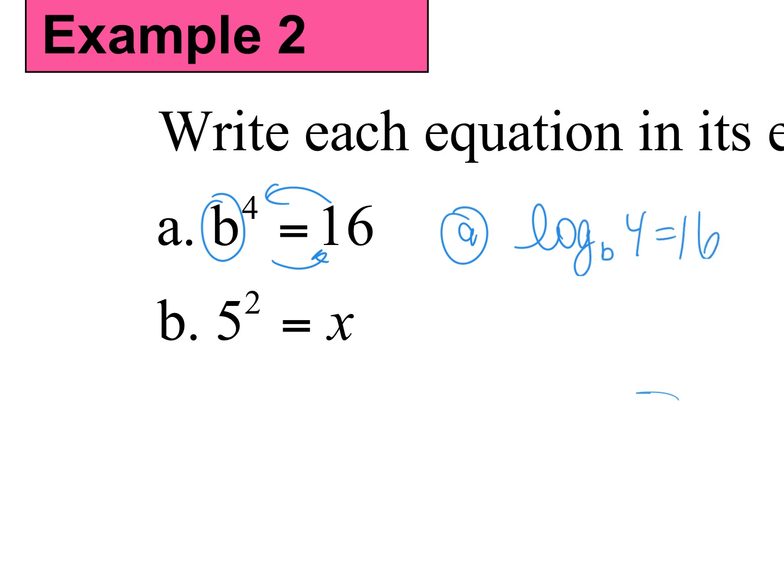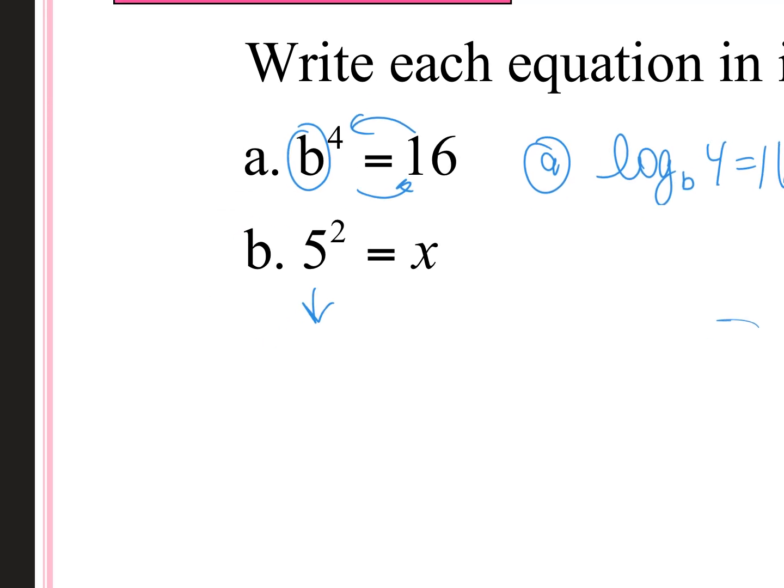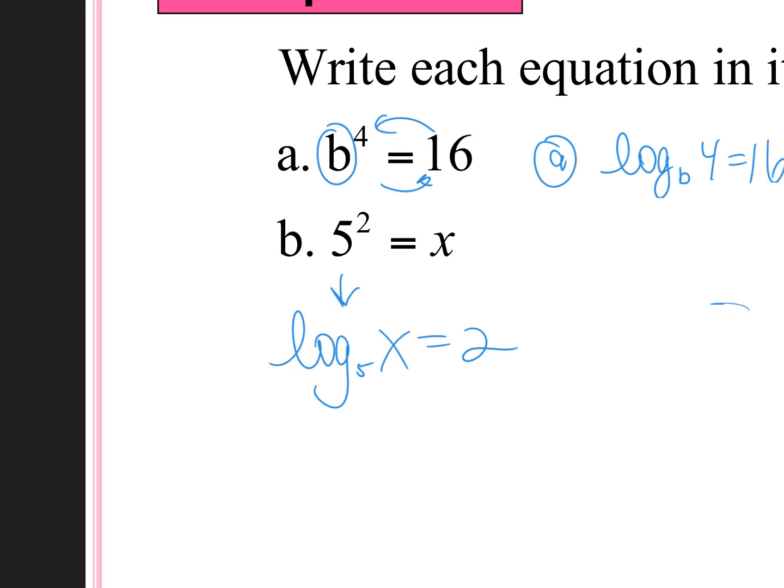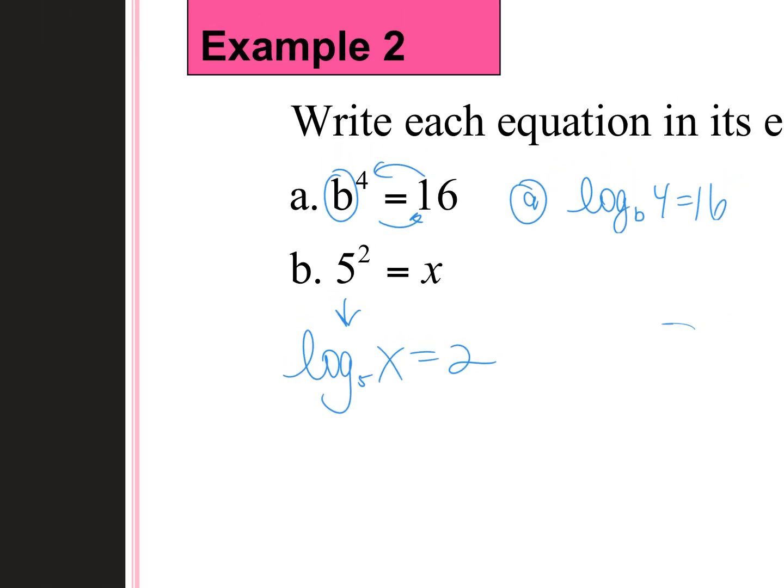What does b equal? 2. You guys should be able to look at that. What does x equal in b? x equals what? 25. Okay, but if I was going to write this in log form, my big 5 becomes what? Little. I write the word log, and this becomes little. And then what happens with the 2 and what happens with the x? They switch spots. That's it.